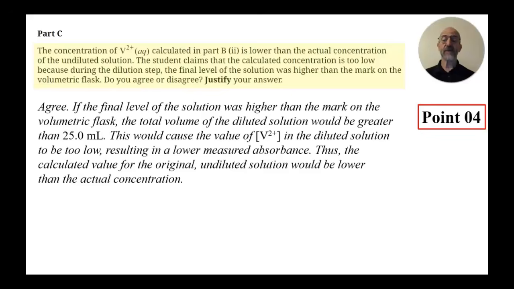If the final level of the solution in that volumetric flask was higher than the mark, then the total volume of the diluted solution would be greater than 25 milliliters. A larger volume would mean that the concentration of the vanadium 2+ ions in that diluted solution would be too low, resulting in a lower measured absorbance. Thus, the calculated value for the original undiluted solution's concentration would be lower than the actual value.